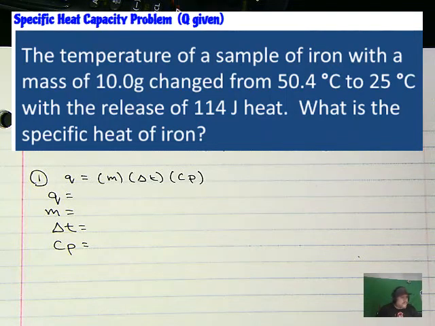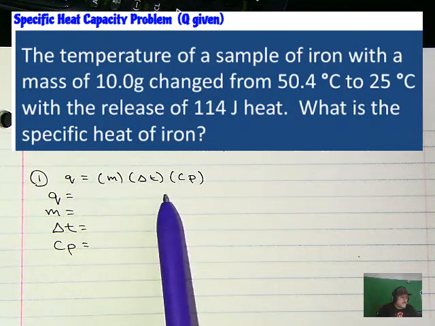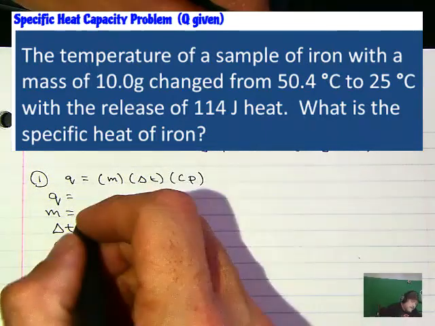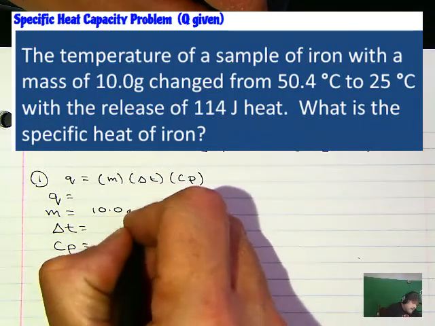Here's what it reads, and I have already set up here my equation. It's Q equals M delta T Cp. That's the specific heat capacity equation. I've listed all my variables here, and now I'm going to read through the problem and see what I can fill in. The temperature of a sample of iron with a mass of 10.0 grams. So I know that this is 10.0 grams of iron.